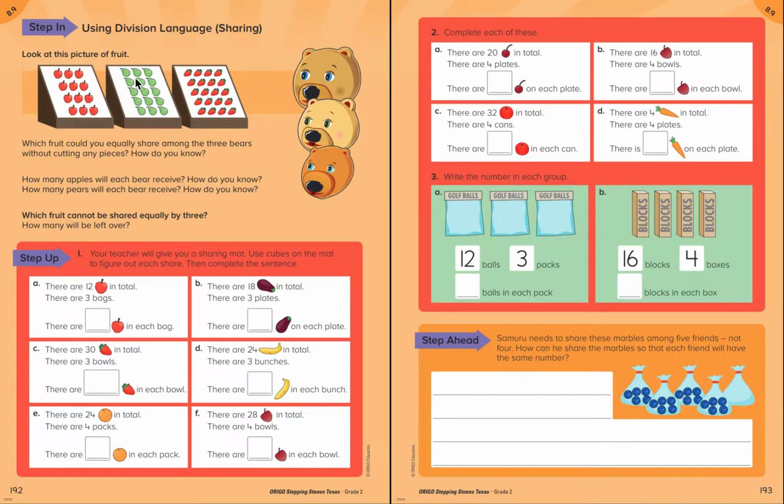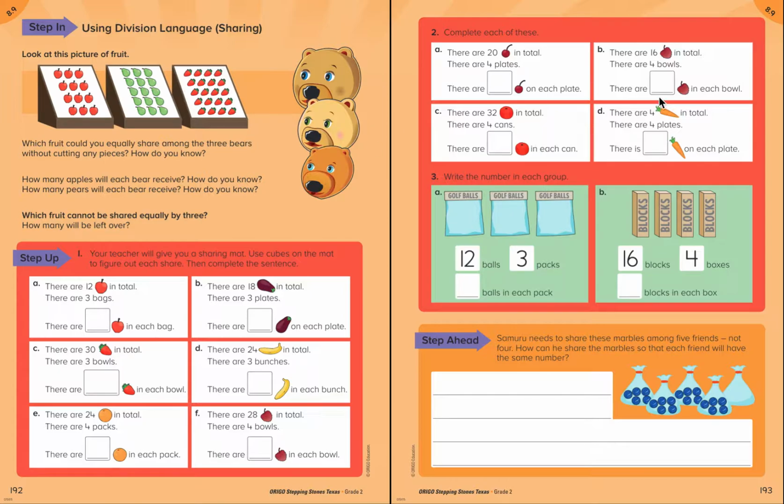This week we're going to be learning about using division, which is sharing. So we're going to look at this picture of the fruit. I have apples, pears, and strawberries. The first question asks, which fruit could you equally share among the 3 bears without cutting any pieces? And how do you know?